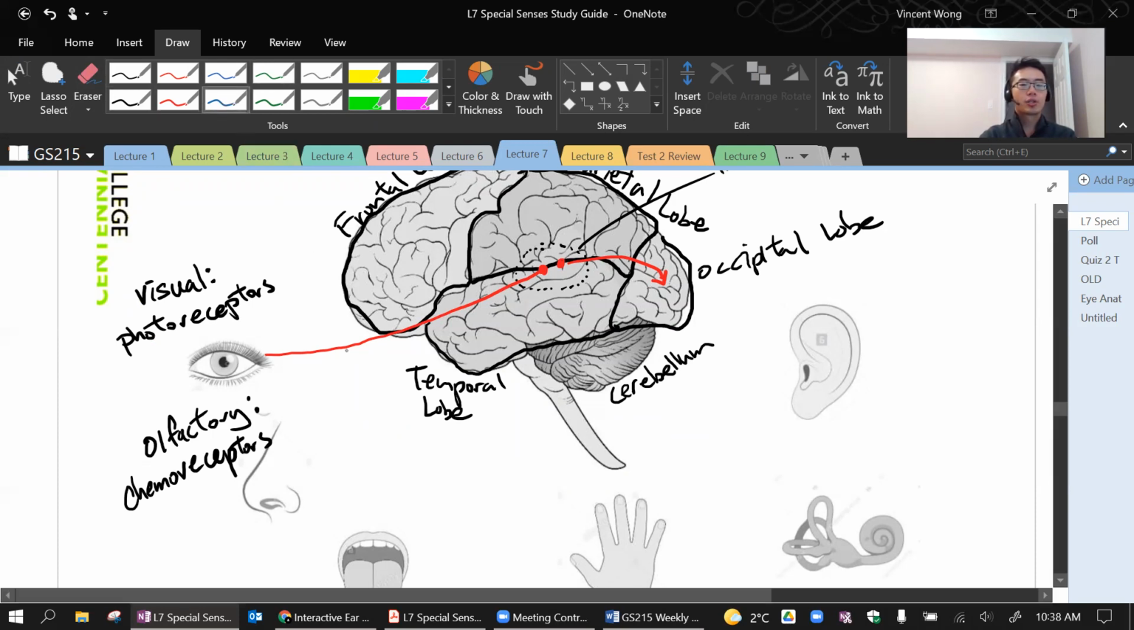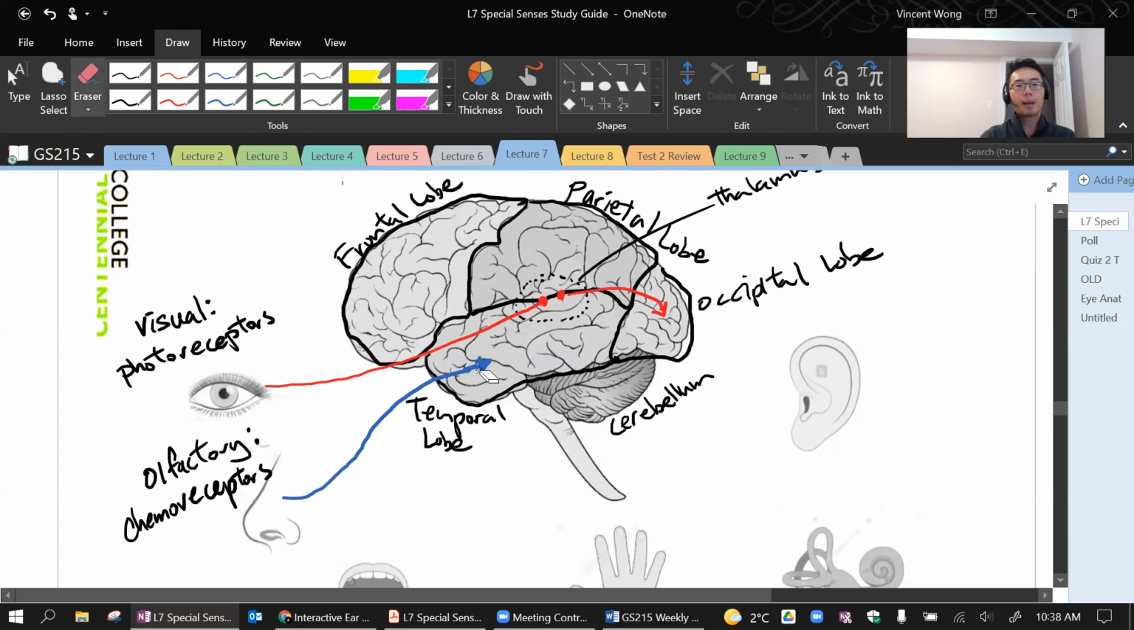So for smell, what lobe does it go to? Anybody? We learned that last week. Okay. It's going to go to the temporal lobe, right here. It's going to bypass the thalamus. It is the only sense that doesn't get filtered by the thalamus. It goes directly to the temporal lobe.